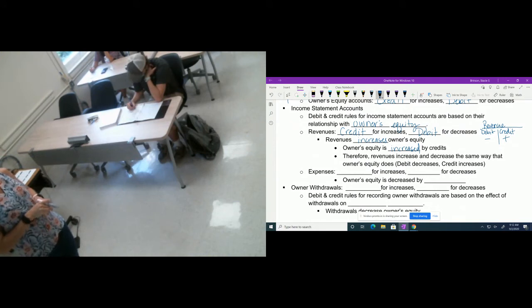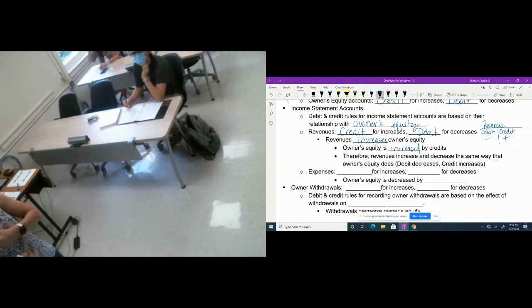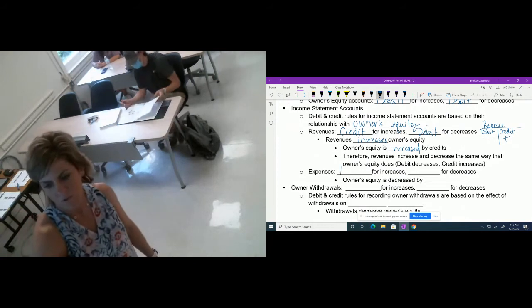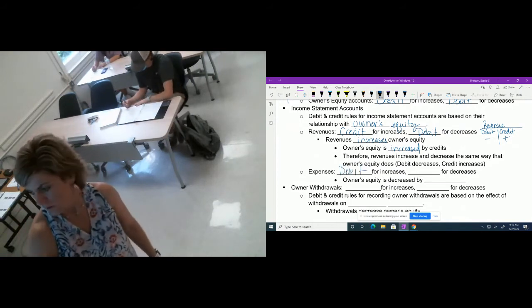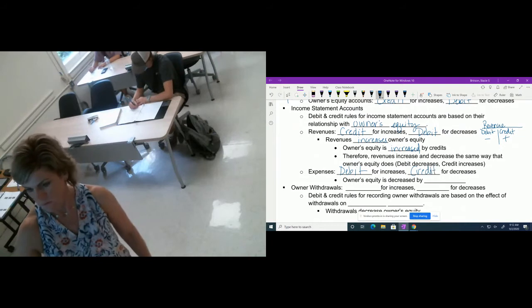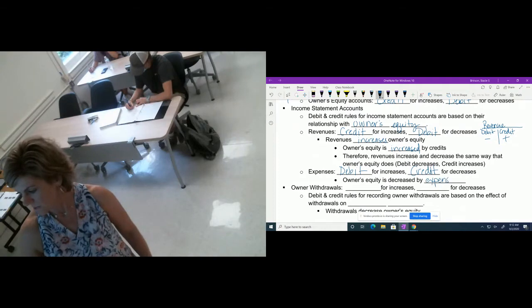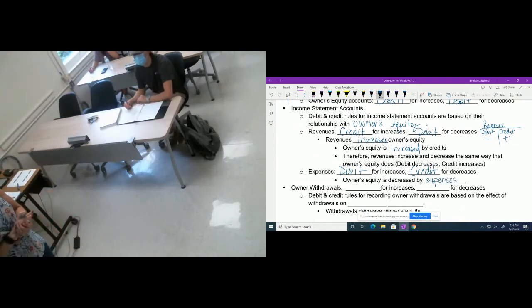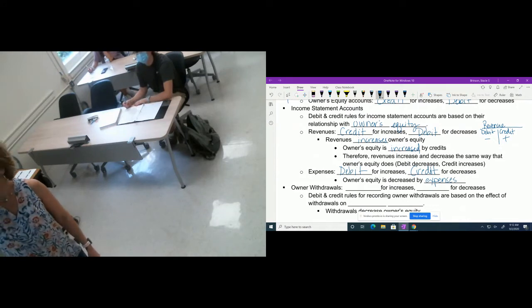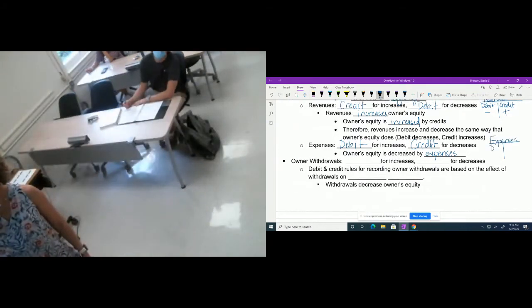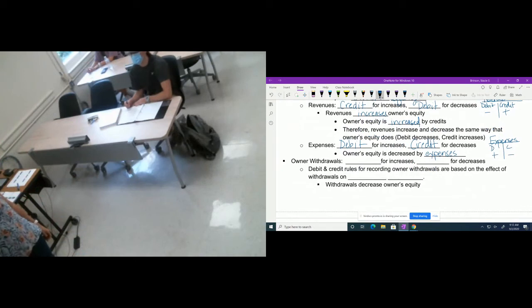I'm repeating myself over and over with the same thing. It gets monotonous. We're almost through with it though. Okay, so expenses, we will debit for increases, credit for decreases. And owner's equity is decreased by expenses. So we're gonna do the opposite thing for expenses that we do for equity. So for expenses, you'll have the debit on the left, the credit on the right, and debits increase.